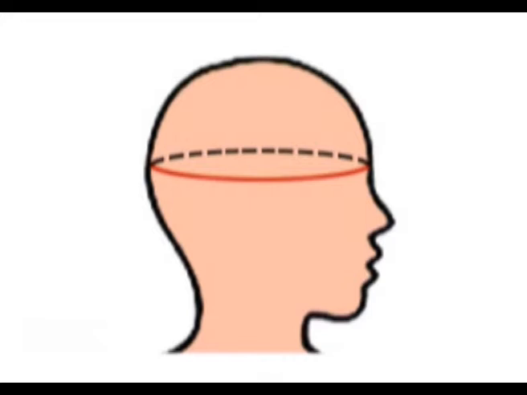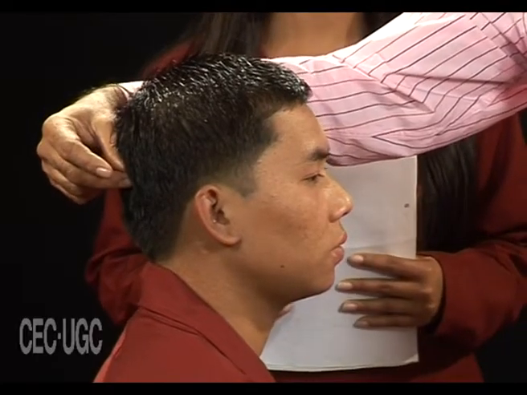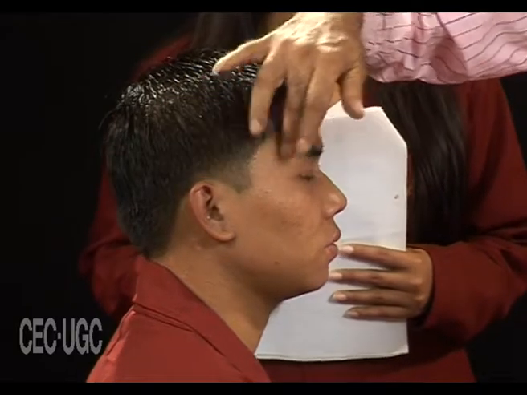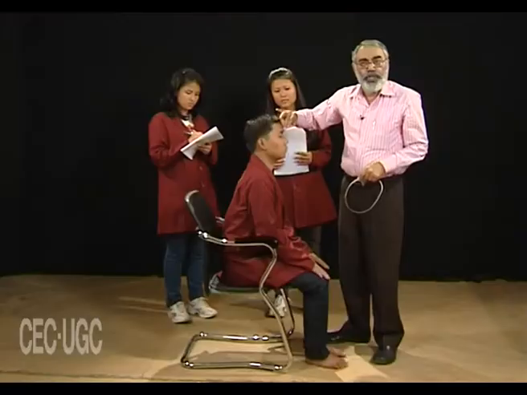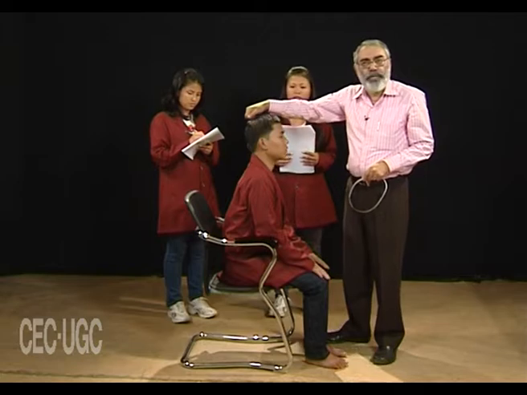Next measurement is horizontal circumference of the head. Now horizontal circumference of the head is obtained as a circumference of the head when the tape is kept in a horizontal manner. It starts from the glabella point, which was used for measuring the maximum head length, and then it moves back on the opistocranium, which was the other point for measuring the maximum head length, and then it comes back up to the glabella point. So it is basically obtained from glabella to glabella over opistocranium point.